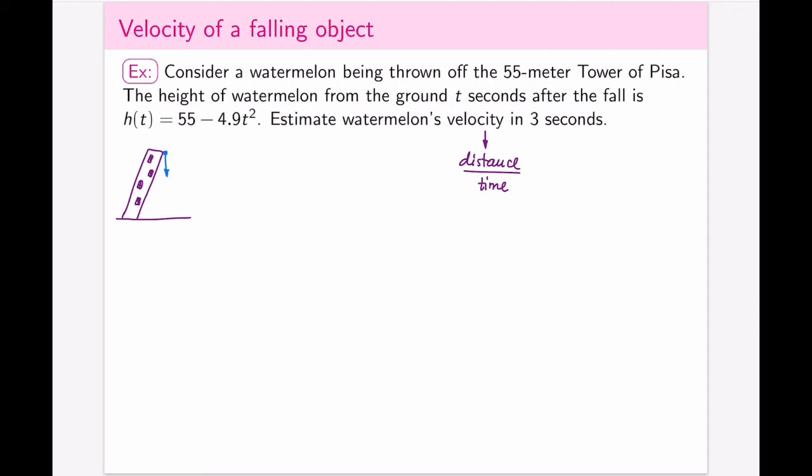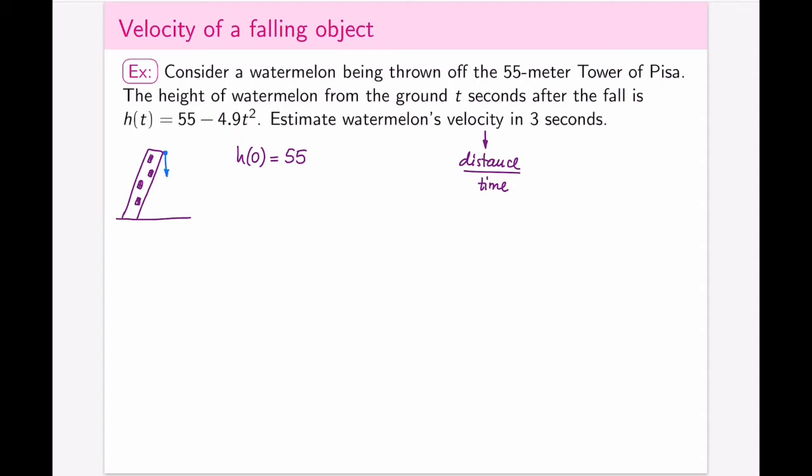So let's see if it matches our intuition. What if I calculate h of 0? If I plug in 0 for t here, that means this is the height of the watermelon 0 seconds after the fall. I plug 0 in for t, this entire term is going to be 0, so my answer is going to be 55. 55, and the measurement here is in meters. Notice that the tower itself is 55 meters high, so that makes sense. 0 seconds after the fall, the watermelon is still at the top of the tower, which is 55 meters high, so h of 0 is in fact 55.